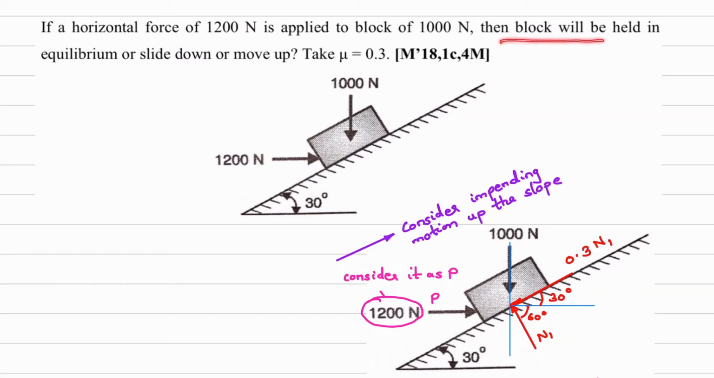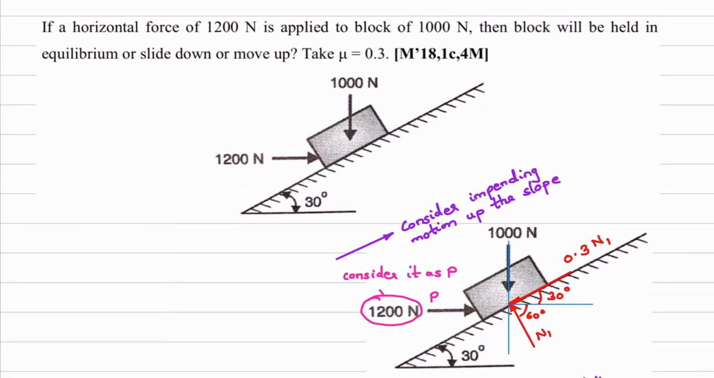effort P of 1200 Newton is applied. Then the block will be held in equilibrium or slide down or move up. That is asked. Meaning when we apply a force of 1200 Newton, the block will remain in equilibrium, or it will move up the plane, or it will slide down the plane. That we have to calculate. Now the coefficient of friction between the block and inclined surface is given as 0.3.